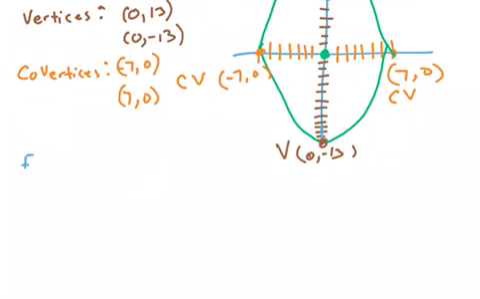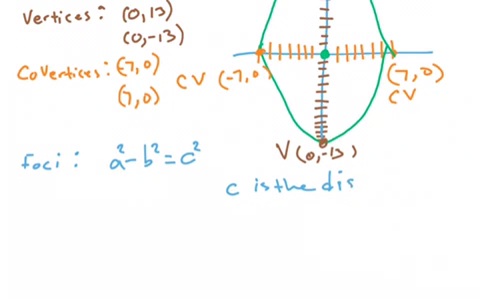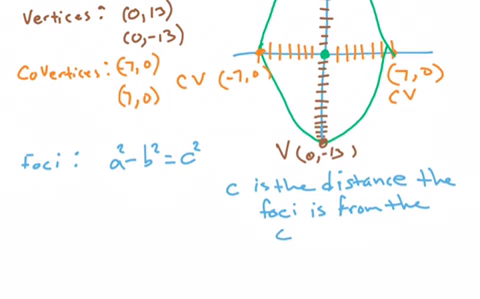So the foci, we said, is going to be found using a squared minus b squared equals c squared. And what c represents is the distance the foci is from the center.